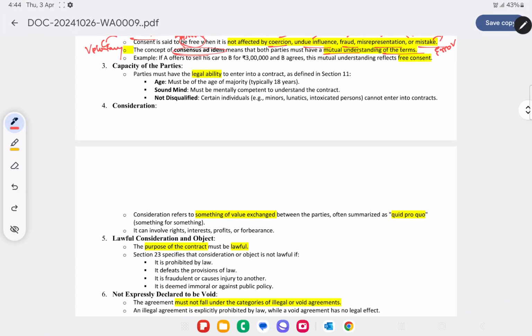So capacity of parties. Parties must have legal ability to enter into a contract. What do you mean by legal ability? So first thing being, for a party to be able to enter into a contract, they must be at least 18 years and they must be of sound mind and should not be disqualified. Minors, lunatics and intoxicated persons are disqualified.